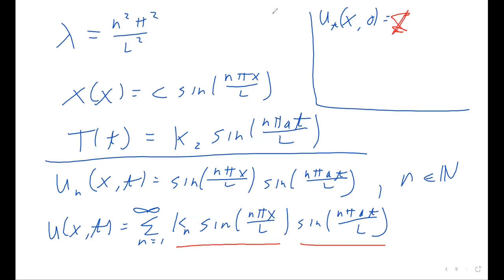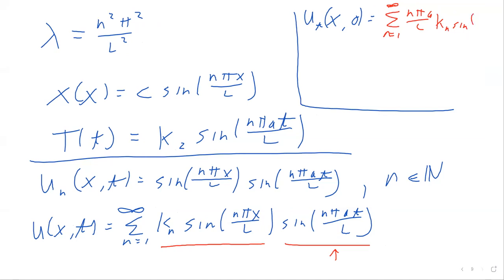And now we're doing the derivative with the table built into there. We get an n pi a over L, k sub n, sine of n pi x over L, which is going to be our g of x equation.